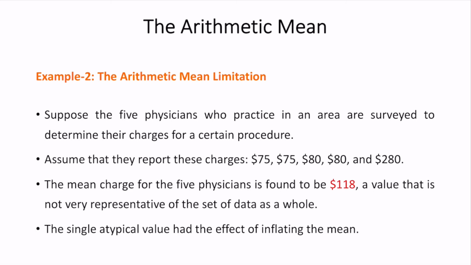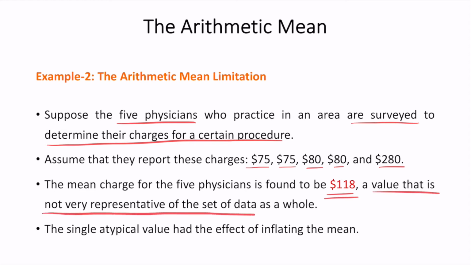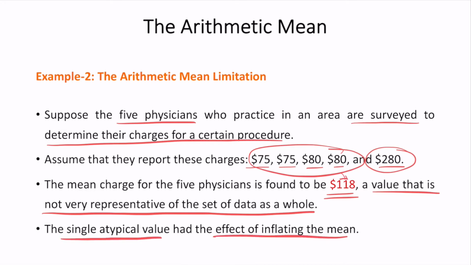So let's take another example. Suppose there are 5 physicians who practice in an area. They are surveyed to determine the charges for a certain procedure. Assume they reported 75, 75, 80, 80, and 280. The mean for these 5 physicians would be $118, a value that is not very representative of the set of data as a whole. Notice that just one value inflated the actual mean highly. This single atypical value has the effect of inflating the value of the mean.